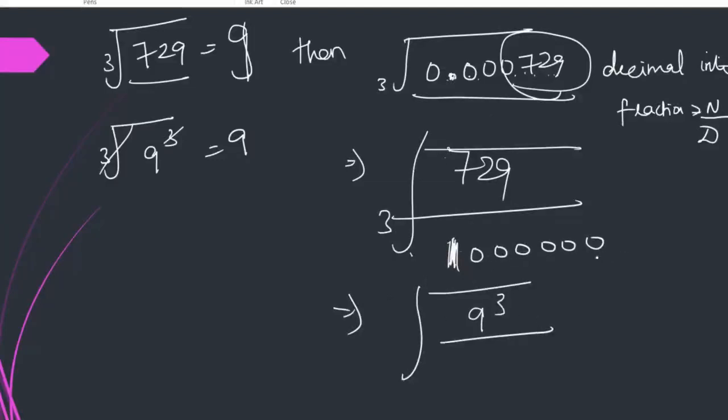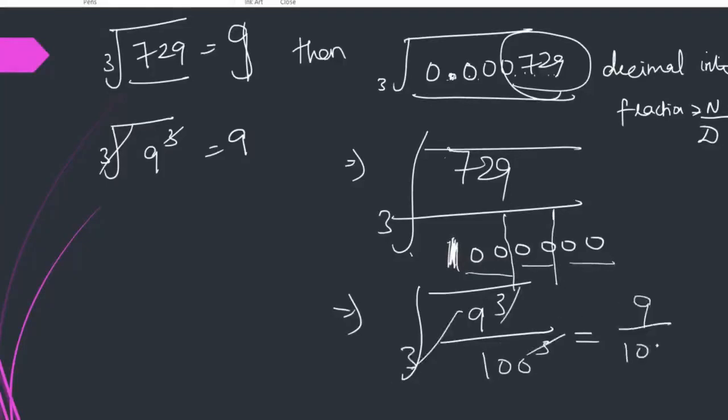Is the denominator a perfect cube number or not? How to check? Divide the zeros equally into 3 parts. Shall I divide like this? This is 2, 2, 2, all equal, 3 parts. Now I can write it as 100 cube. So the cube root and cube get cancelled. What is the answer? 9 upon 100.